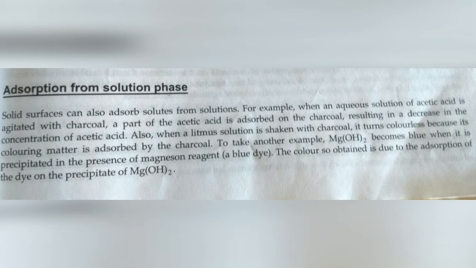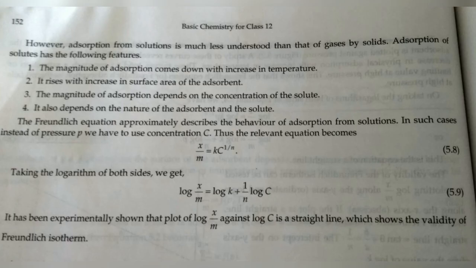Also, when litmus solution is shaken with charcoal, it turns colorless because its coloring matter is adsorbed by the charcoal. To take another example, magnesium hydroxide becomes blue when it is precipitated in the presence of magneson reagent, that is a blue dye. The color obtained is due to the adsorption of the dye on the precipitate of Mg(OH)2, that is magnesium hydroxide. So dear students, these are the examples we are relating to adsorption from the solution.